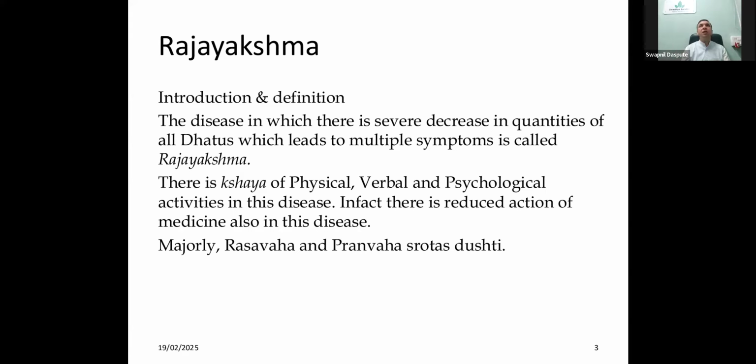Okay, so in that, the digestion, we know the definition of swasthya, or the healthy person. What is the definition of swasthya?